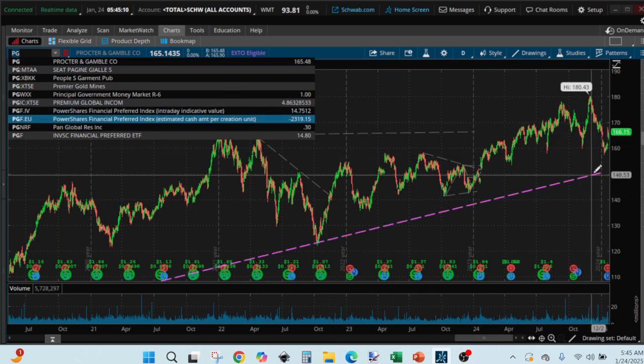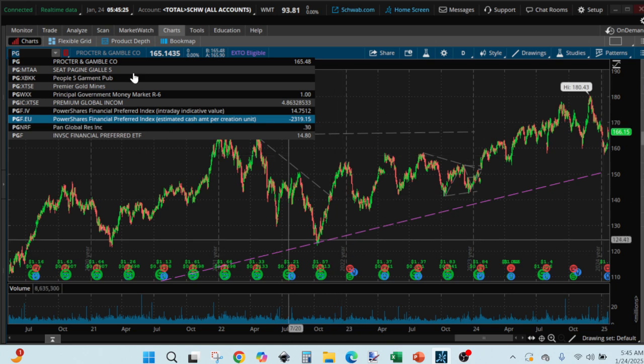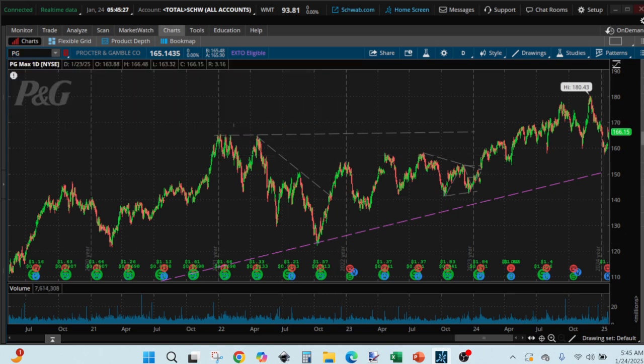This one we like is PG. We like to buy at this trend line, but it has not come close to it yet. It's using this resistance line as a support to pull itself back up from there. The next one is PGR.